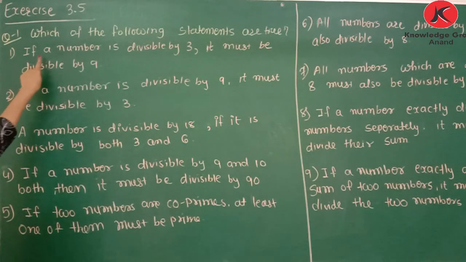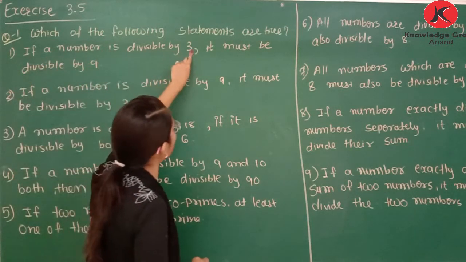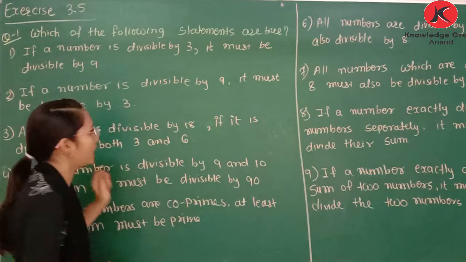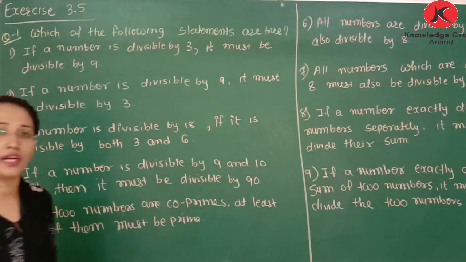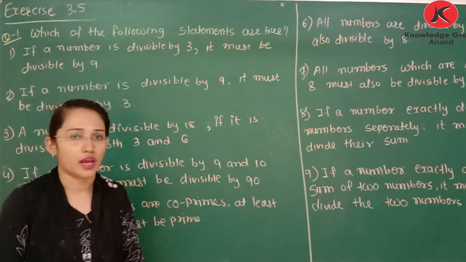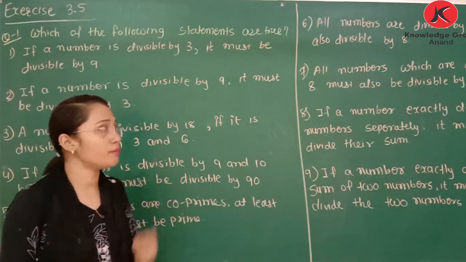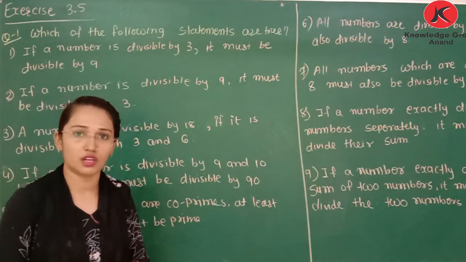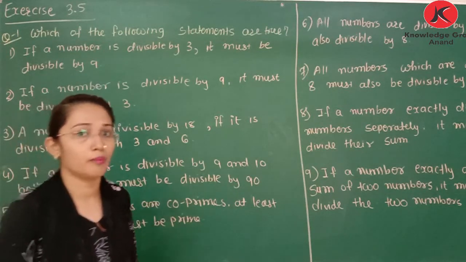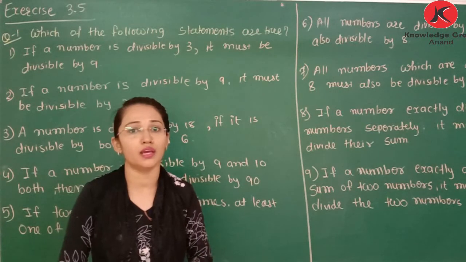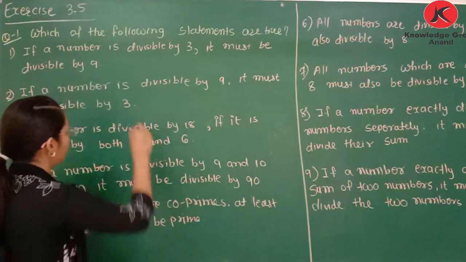First statement: if a number is divisible by 3, it must be divisible by 9. If you do not remember the divisibility rules, then assume a number. For example, 21 is divisible by 3. Yes, it is divisible by 3. But 21 is not divisible by 9, so this statement will be false.